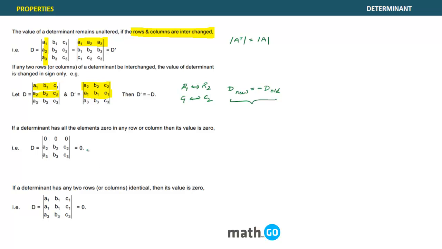If a determinant has all elements 0 in a single row or a column, then the value is 0. For example, the elements in the whole first row here are 0, so the value of the determinant comes out to be 0. It could be in a column also. If any determinant has two rows identical, then also the value is 0. You can see here the row 1 elements A1, B1, C1 and row 2 elements, A1, B1, C1, exactly similar. That is why the answer is 0.